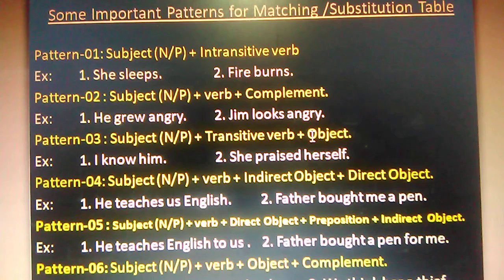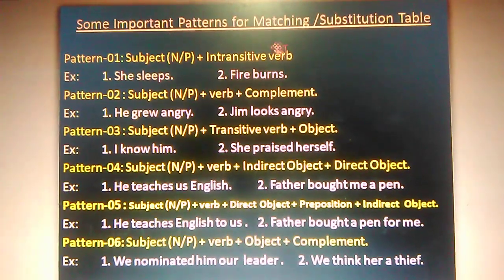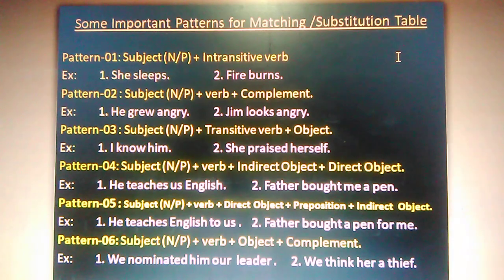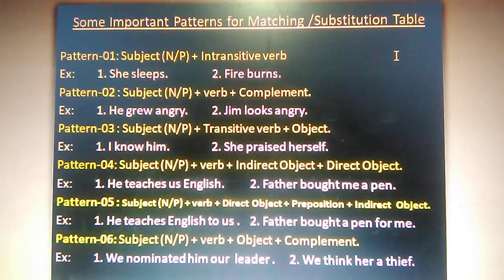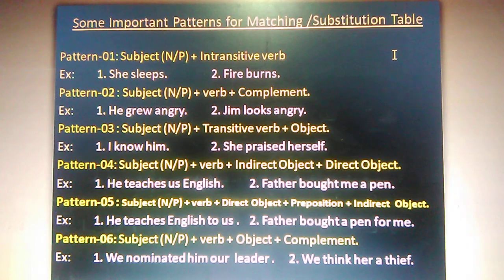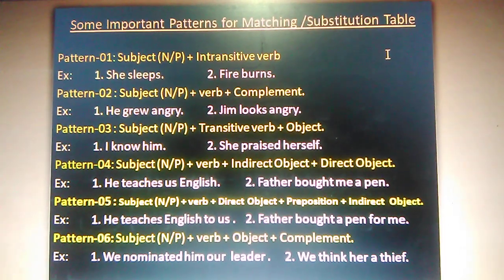How can you get 5 out of 5 on this test? If you want to get 5 out of 5 in this test, then you have to learn the basic structure of English sentences. Let's hear what types of patterns you have to know. Here are some important patterns for matching or substitution tables. These patterns will help you answer matching and substitution table questions correctly.